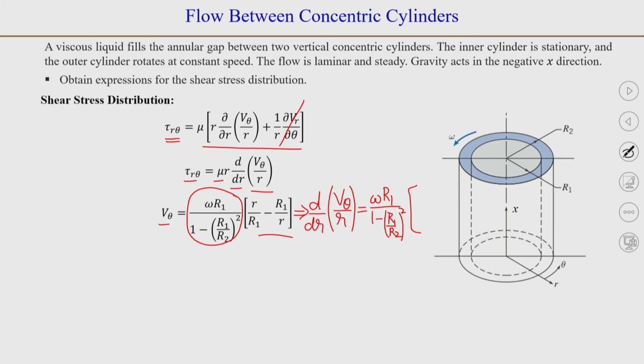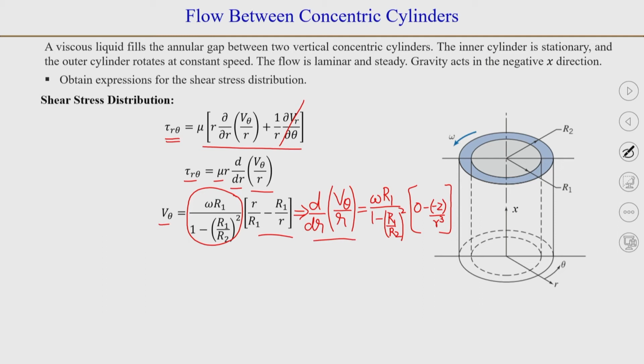So, it will become 1 over r 1. So, that will be 0, minus the second term will be r 1 divided by small r squared. So, you will have to differentiate r raised to the power minus 2. When you do that, you will get minus 2 into r raised to the power minus 3, or you can write divided by r cubed. So, the derivative of V theta by r will be this expression.